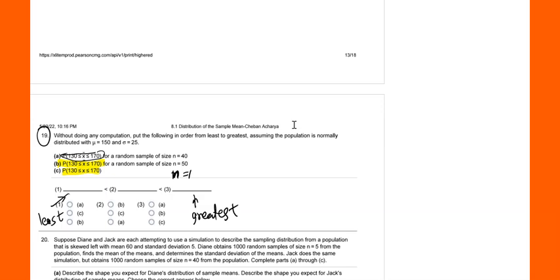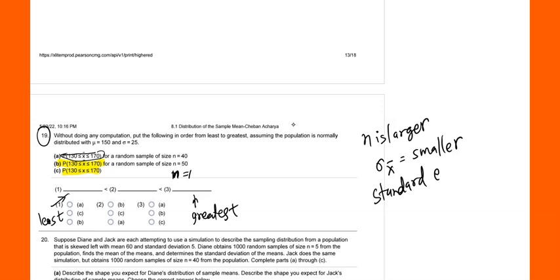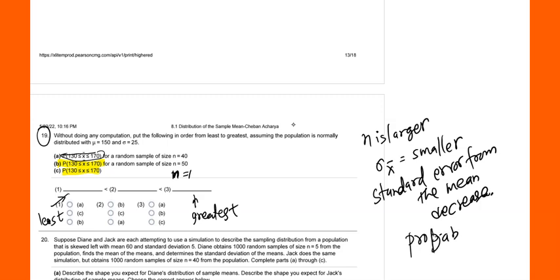And here's the idea: if n is larger, sigma x bar is smaller. Okay. In other words, the standard error from the mean decreases. If standard error decreases, the probability increases.